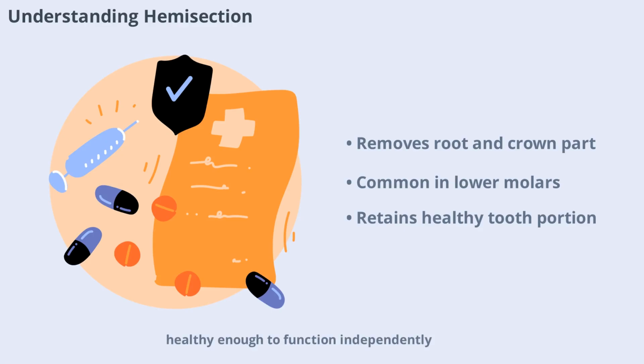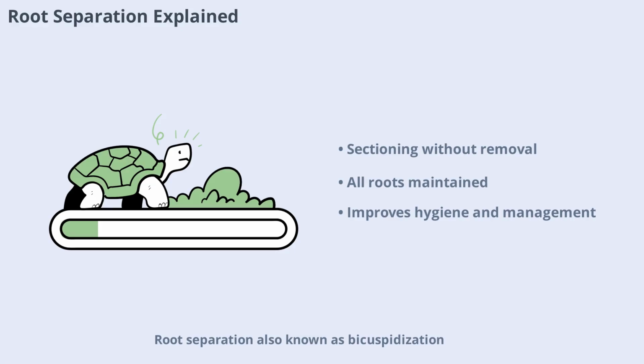Root separation, also known as bicuspidization, involves sectioning the root complex while maintaining all roots. Unlike root resection or hemisection, no roots are removed. Instead, the roots are separated to allow for individual management and improved oral hygiene. This technique is particularly useful in cases where the roots are structurally sound but need to be separated due to periodontal or anatomical concerns. The goal is to preserve as much natural tooth structure as possible.